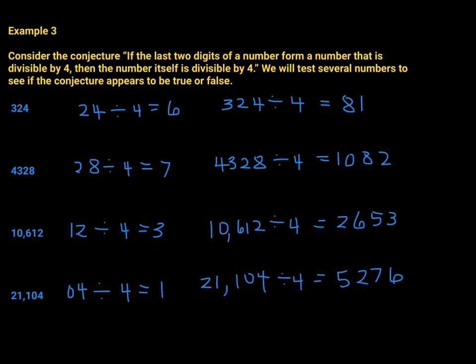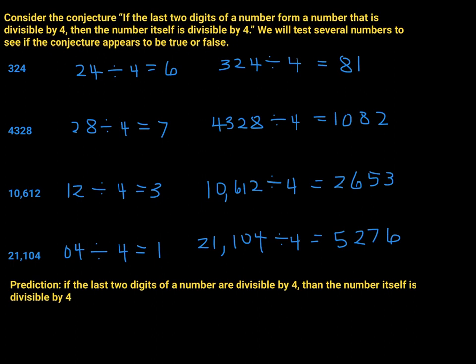Well, inductive reasoning says, after looking at specific cases, you can make a hypothesis, you can make a conjecture. And in these cases, it seems to be true. So we're going to say it's true. We're saying this conjecture is true, that if the last two digits of a number are divisible by 4, the number itself is divisible by 4.